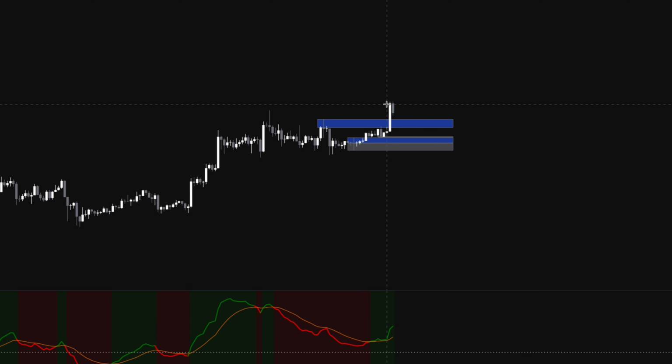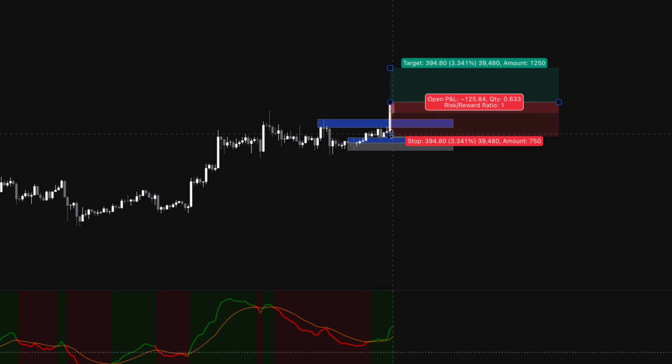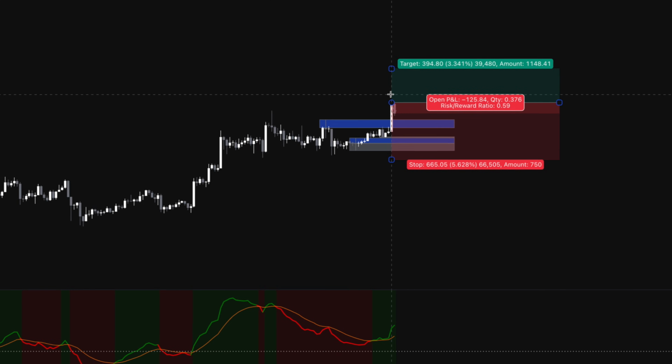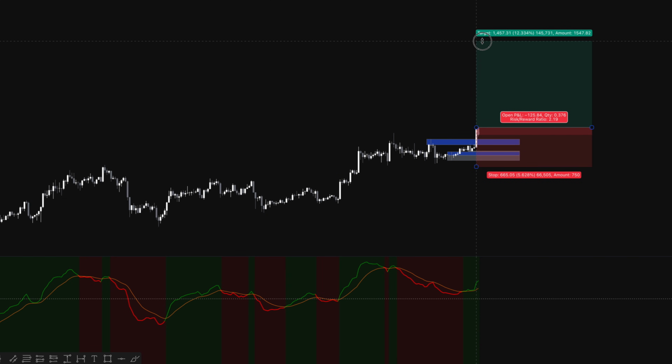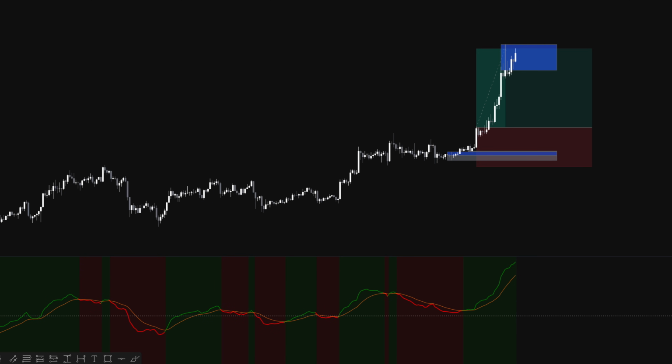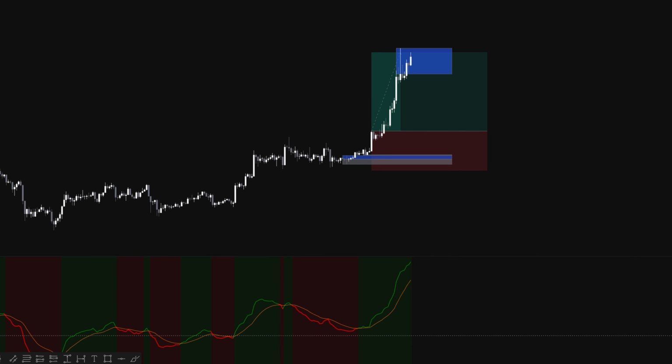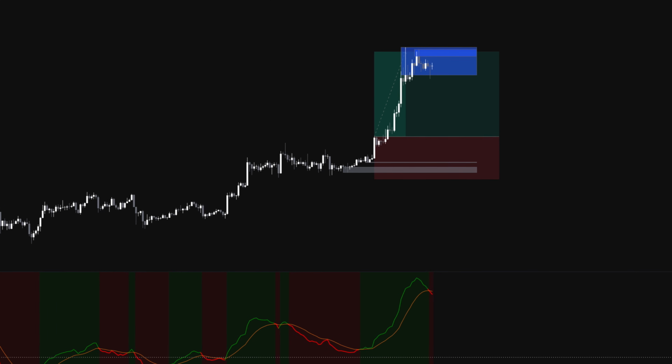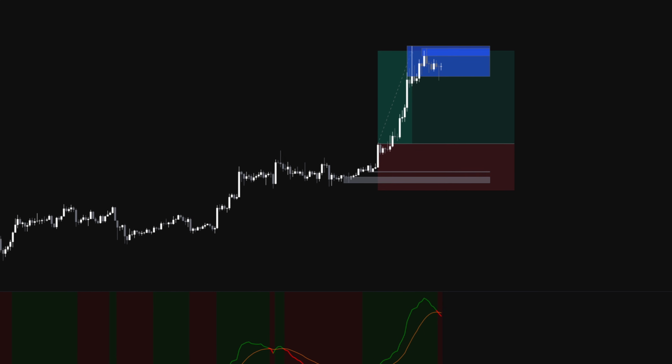For risk management, you've got a few options. You can use a fixed risk-reward ratio, like targeting 2 times your risk, while placing stop loss just below the most recent swing. Or you can stay in the trade as long as that green GMMA line stays above the orange signal line, and exit once it crosses below. In the example on screen, you can see the price reached our target beautifully.